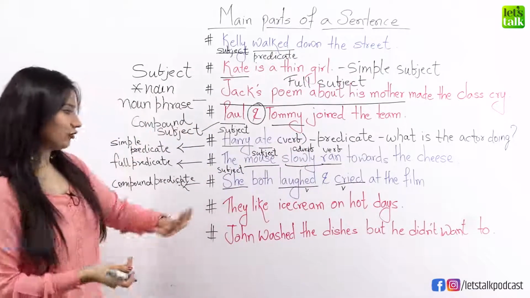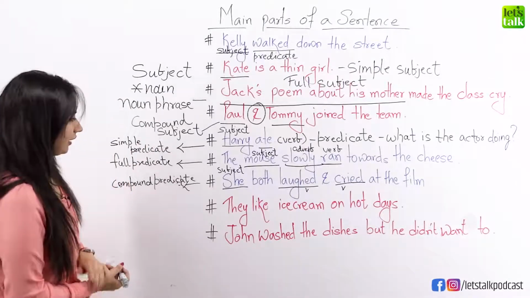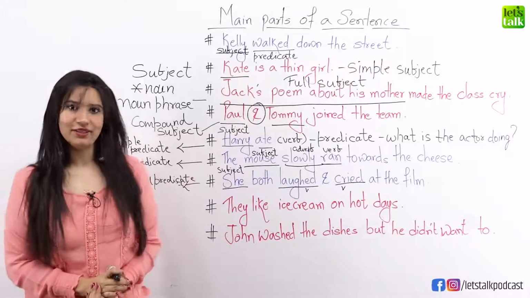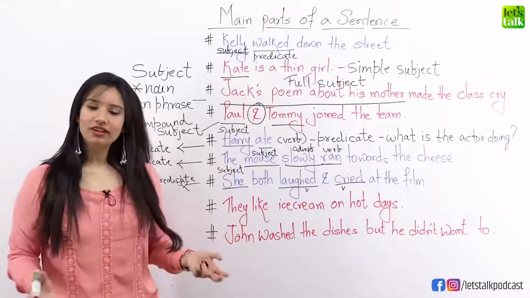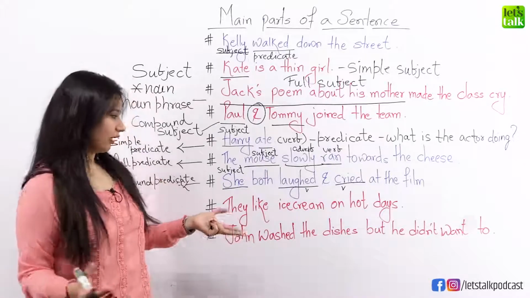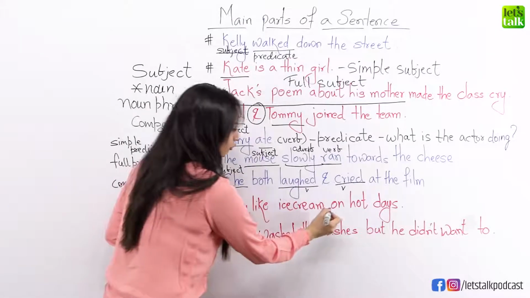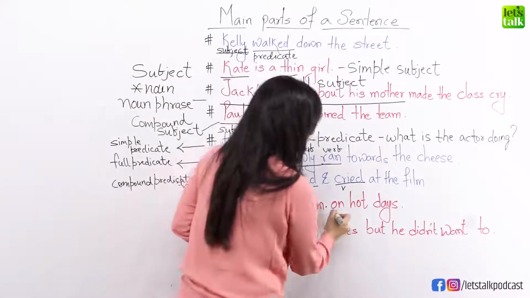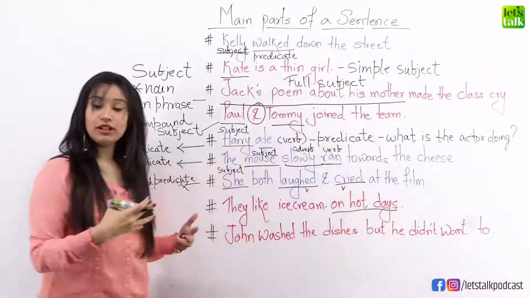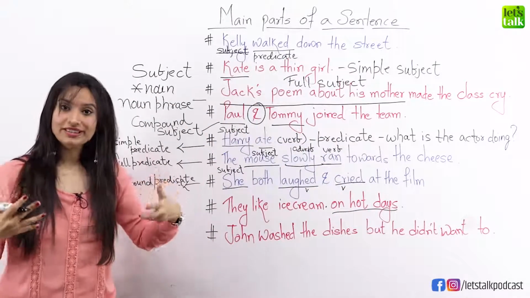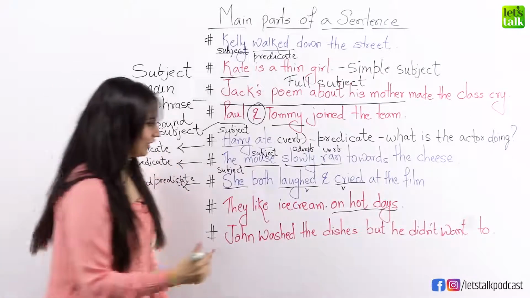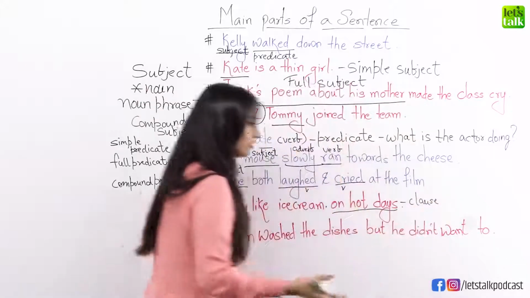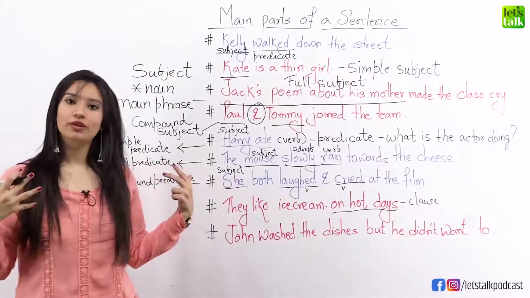Now let's look at the rest of the sentences that we have with us. They like ice cream on hot days. Do you like ice cream on hot days? Well, I love it. So they like ice cream on hot days is a complete sentence, as you can see, right? But if I only say they like ice cream, wouldn't that be enough, right? But I'm giving more information by saying on hot days. So whenever I'm giving more information, this means that I'm adding a clause. On hot days is a clause. So a clause is used to add more information to a sentence.